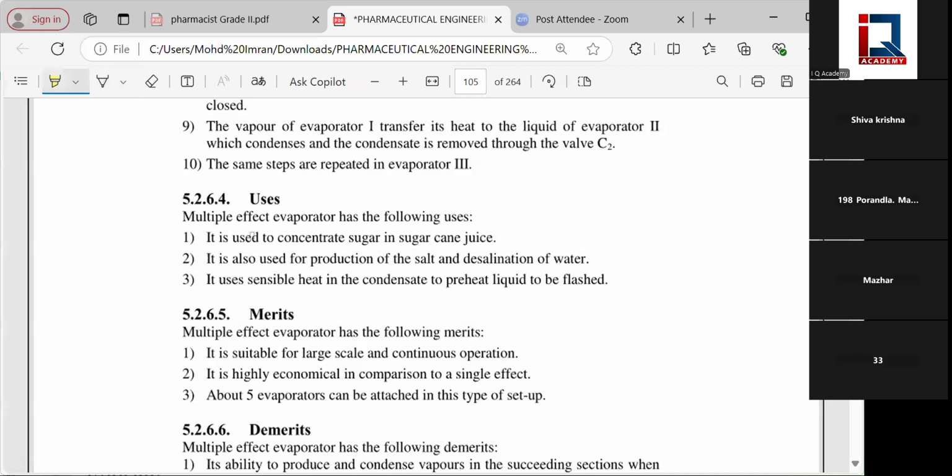So uses, you can see concentration of sugar cane juice in preparation of sugar, jaggery and all, production of salt and desalination of the water. This multiple effect evaporators are used. Sensible heat and condensing preheating liquids to be flashed.